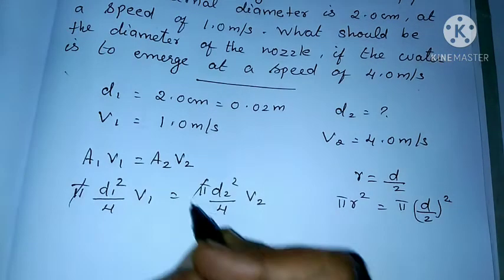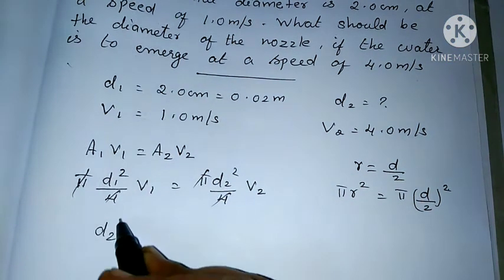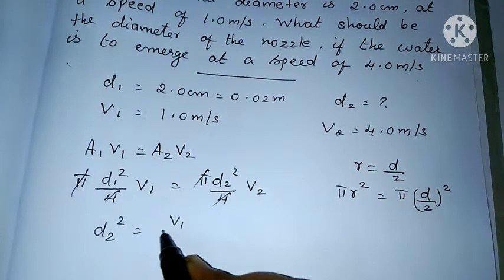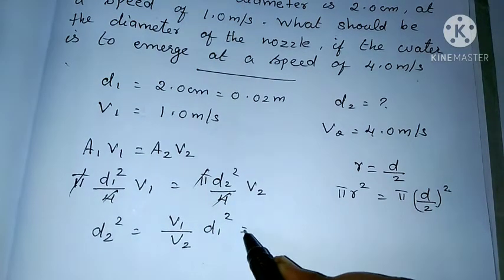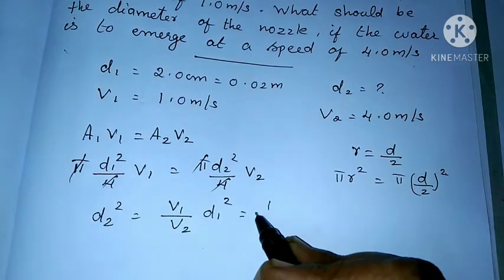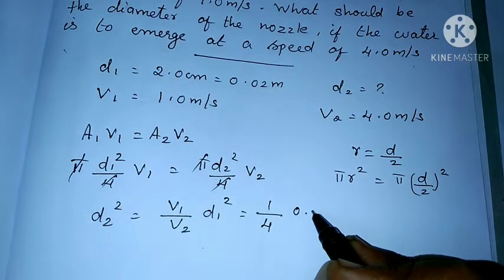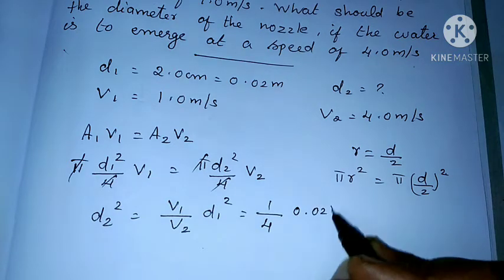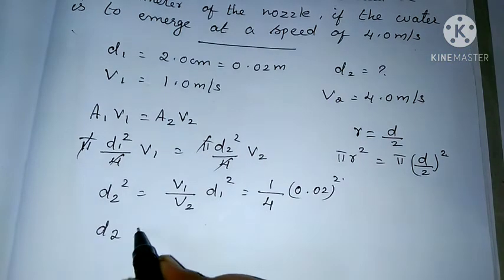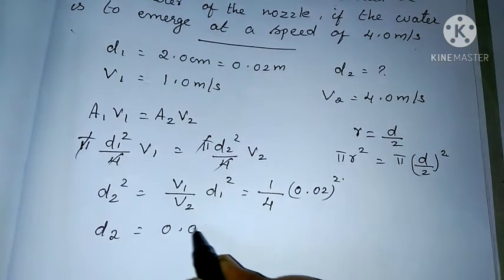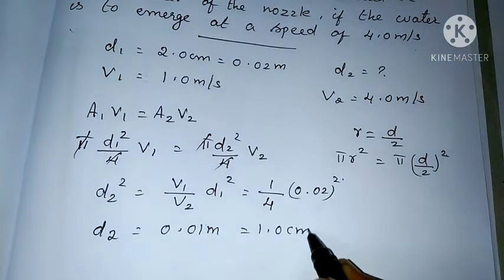Then pi and pi we can cancel, 4 and 4 we can cancel. Then d2 square equal to V1 divided by V2 into d1 square. So substitute the values. What is V1? 1, divided by V2, 4, then d1, that is 0.02, the whole square. So we will get the answer d2 equal to 0.01 meter, that is equal to 1 centimeter. Clear?